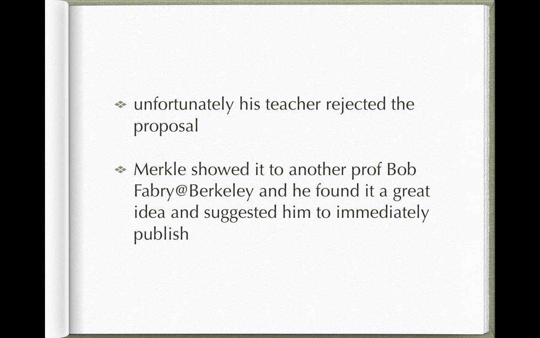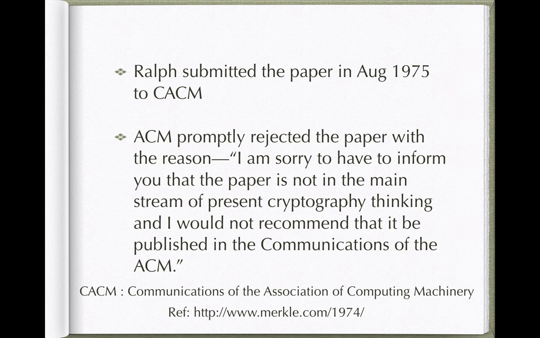In those days, since University of California, Berkeley is a very popular institution, most of the students and professors there typically publish in a journal called Communications of the ACM, Association of Computing Machinery. So Ralph wrote whatever idea he had in mind in the form of a paper, and he submitted it in August 1975 to CACM. The editor of the ACM, after going through the paper, got a consultation from an experienced cryptographer. To this day, we don't know who that cryptographer is. He straight away rejected the paper.